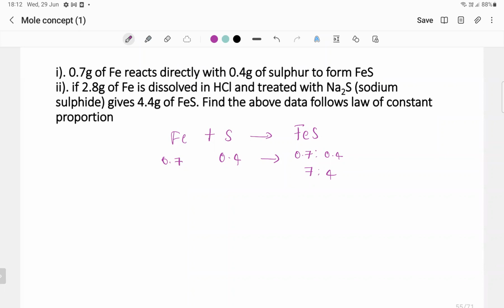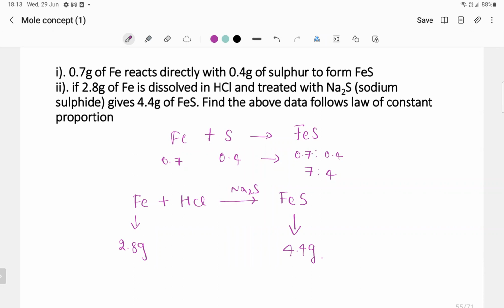If 2.8 grams of iron is dissolved in HCl and treated with sodium sulfide, it gives 4.4 gram of iron sulfide. So when your iron is dissolved in HCl and you treat it with sodium sulfide, it gives iron sulfide. Clear? So the value of iron is 2.8, and the value of ferrous sulfide is 4.4 grams. Now what they are asking: the iron value they have given, the iron sulfide they have given.